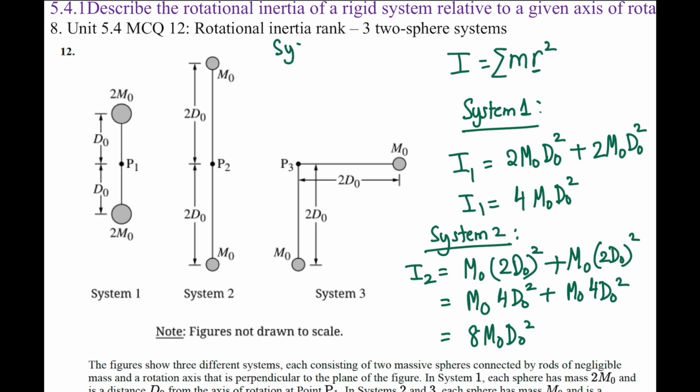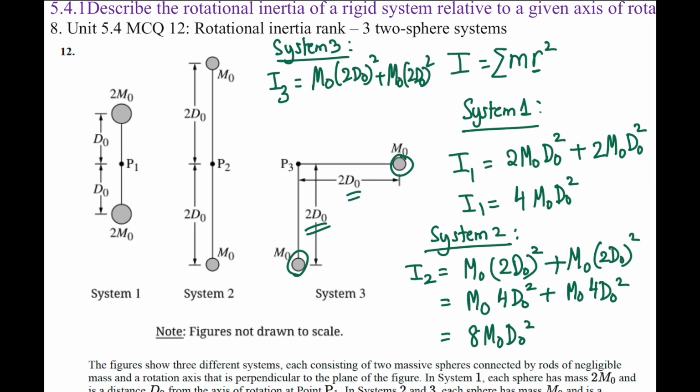Now for system 3, let's do it here. Remember that it does not matter how the system looks. When you look at the picture, you see system 2 and system 3 look different, but the distance is the same and the masses are also the same. So it will be the same moment of inertia. Let's just write it and do it again. m0 2d0 square plus m0 2d0 square. There are two masses, and their distance is 2d0 from the axis of rotation. So when you solve this, this will also come out as 8m0 d0 square.